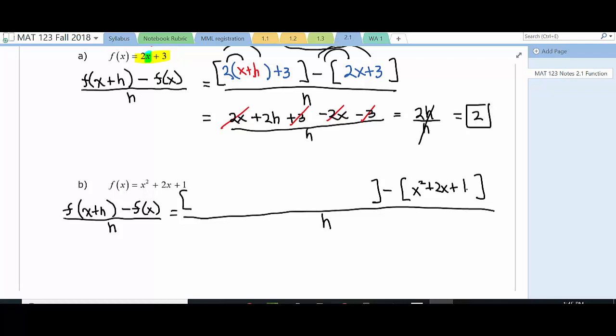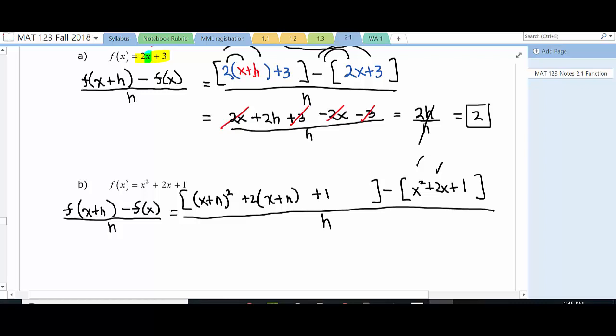All these x's get replaced with parentheses x plus h. That's what f of x plus h means. So what you're going to do here is, instead of putting x squared, put parentheses x plus h squared. Instead of putting 2x, put 2 parentheses x plus h. And then the 1 just stays alone like that.